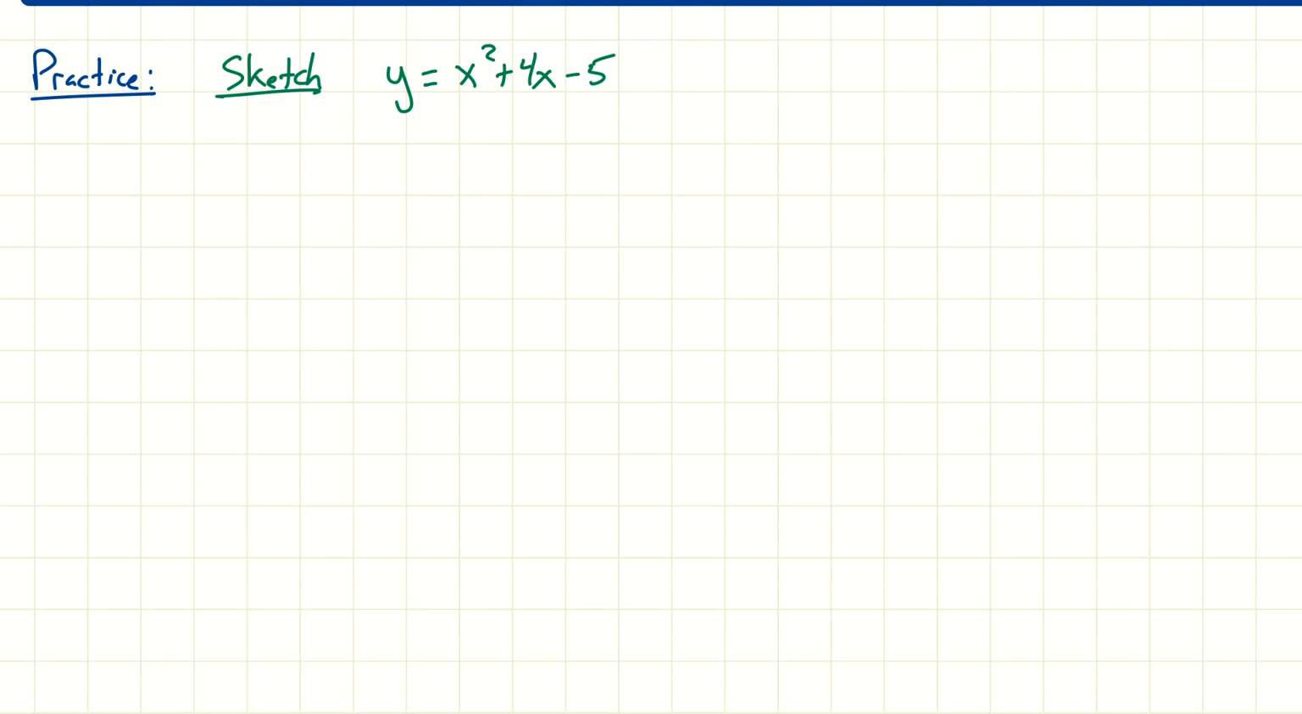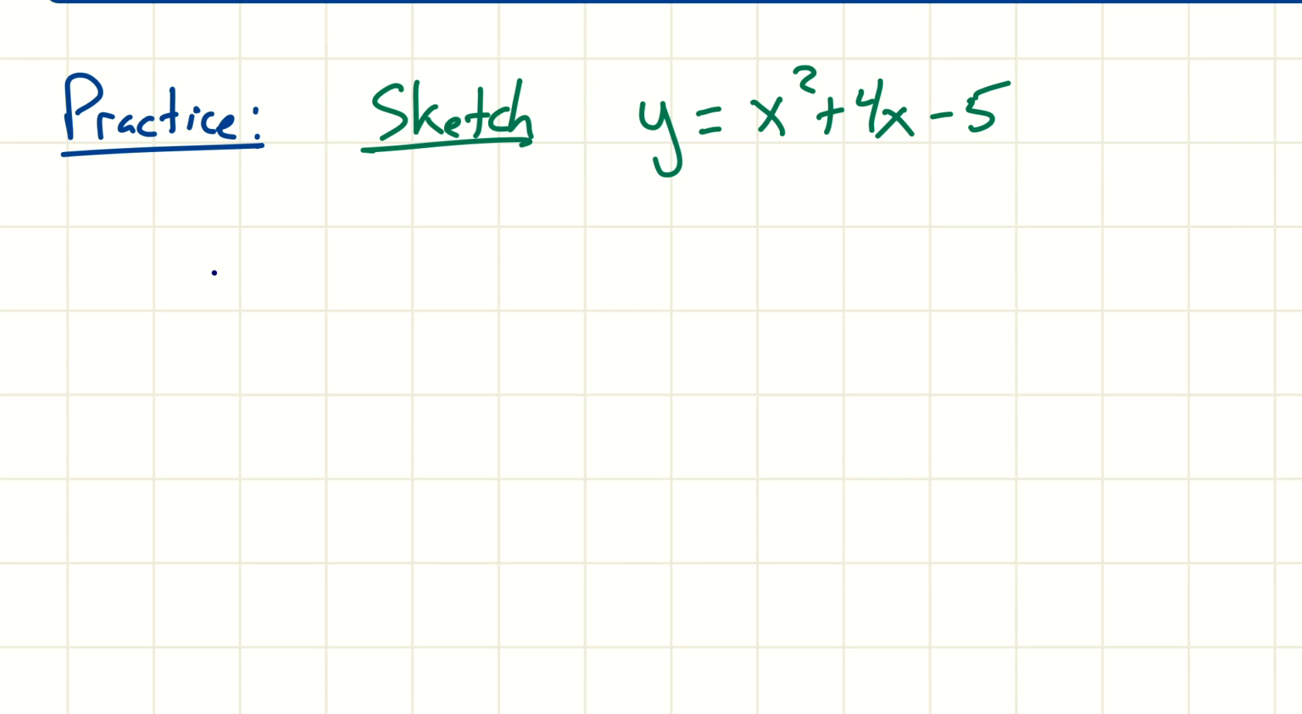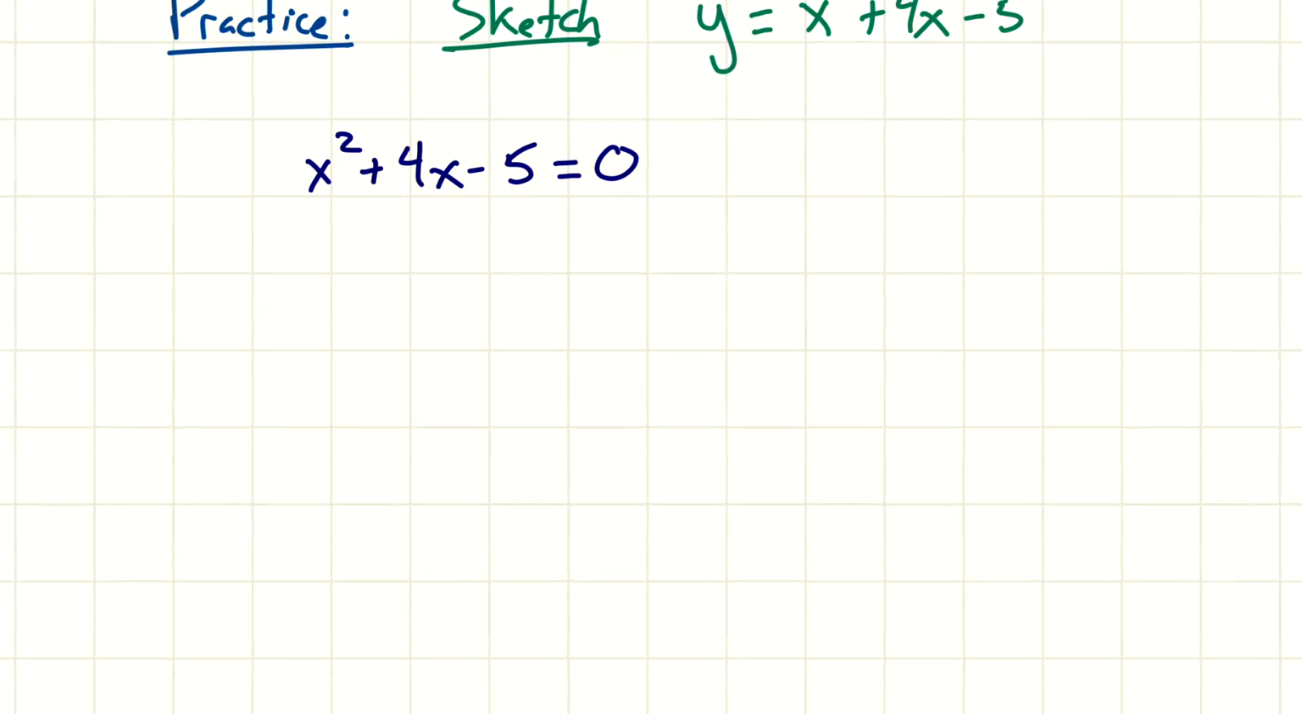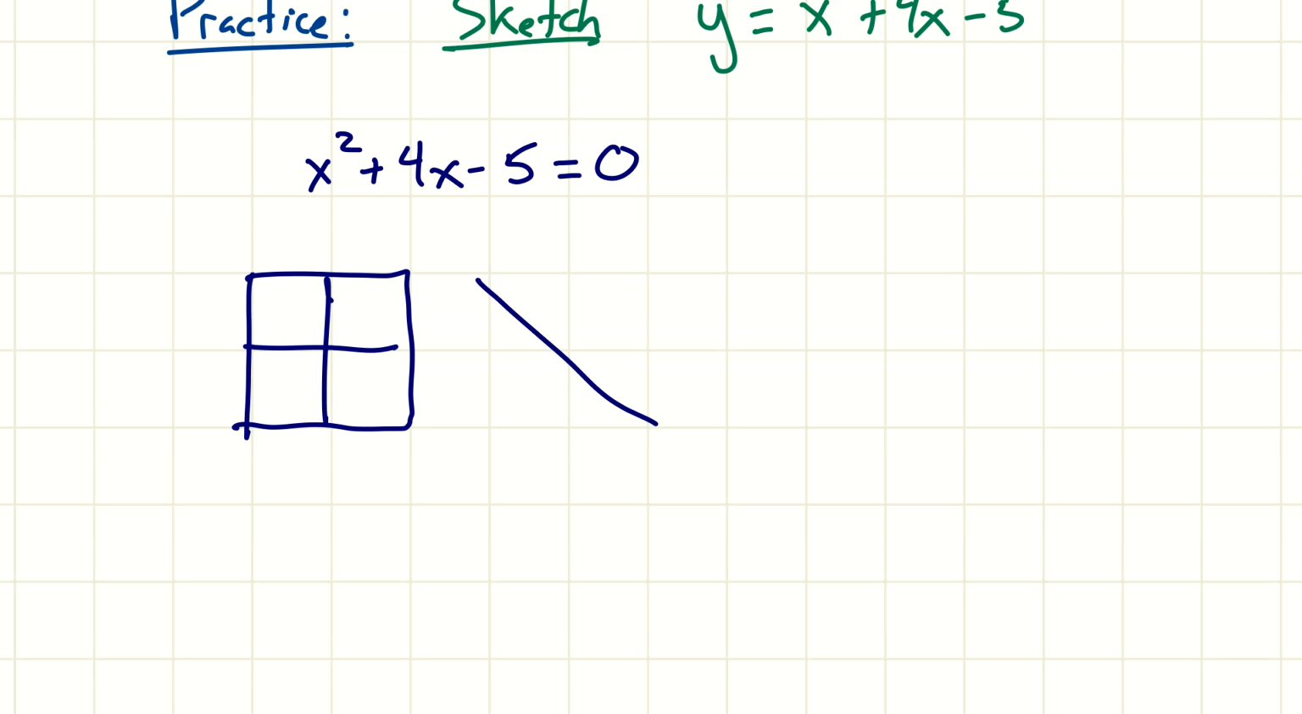All right, so here's a new equation, and I'm trying to sketch a picture of y equals x squared plus 4x minus 5. First thing I'm going to do is rewrite this. Let me zoom into this. I'm going to rewrite this as x squared plus 4x minus 5 equals 0. Right now it's in standard form. My goal is to factor this. So I'm going to put my box and maybe my x, and then I'm going to plug in everything to factor.